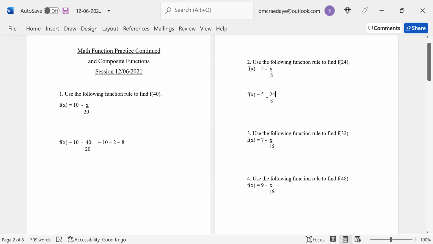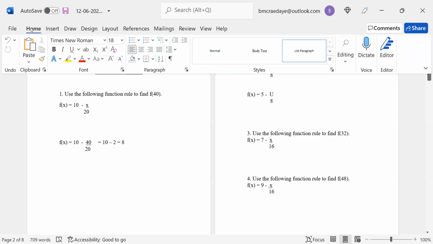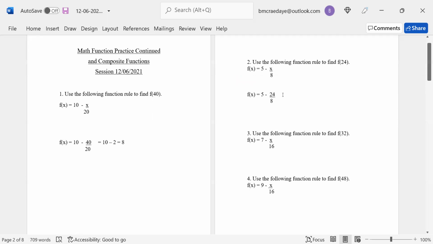So that's 24 divided by 8. Let's see. 24 divided by 8 is 3, right? So that would be equal to 5 minus 3, equal 2. That's the answer. Where do we get the 24 from? Find F of 24, right here. See? Oh, got it. Okay, let me do the next one and see how I do. All right, Chastity.